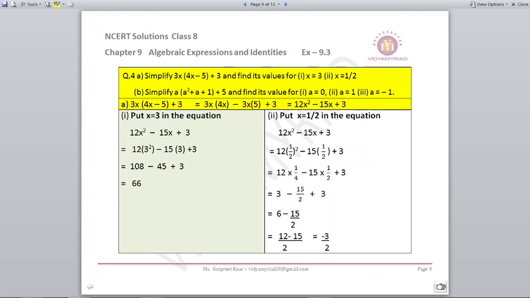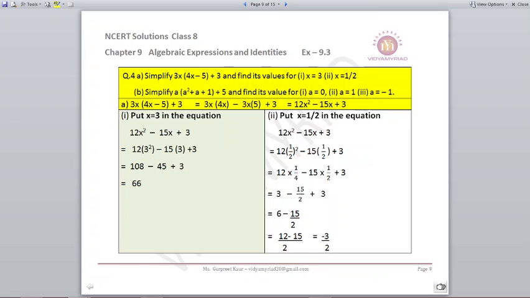Question number 4. Simplify and find the values. Now values of x is given to us. First we will simplify 3x multiplied by 4x minus 5 plus 3. Open the bracket. So 3x will be multiplied by 4x, 3x will be multiplied by minus 5 and plus 3. Our equation comes to 12x square minus 15x plus 3. Now this is our required simplified equation.